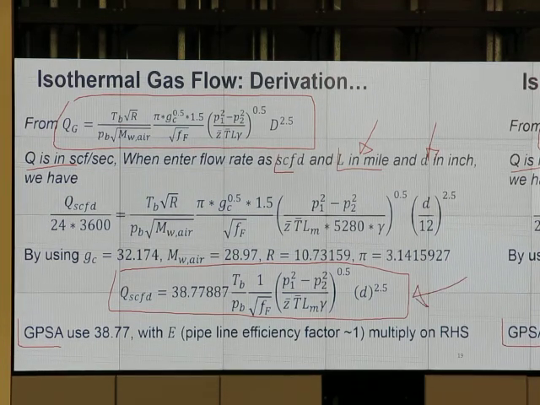What you need to know is the unit. L sub m is mile. D is diameter in inch. They put everything else in for us already. They put molecular weight of air, G sub C value, R value, pi value, everything is in. So we need to specify the base pressure and base temperature.